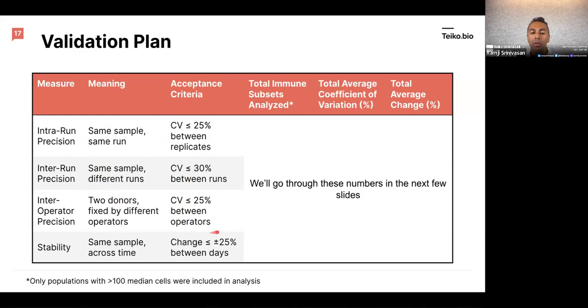And for stability, we measured the change between days. So we're going to go through these numbers on each slide. We looked at the immune subsets analyzed, the average coefficient of variation, and the average change. And just as a note, we only include populations with over 100 median cells to smooth out variability.